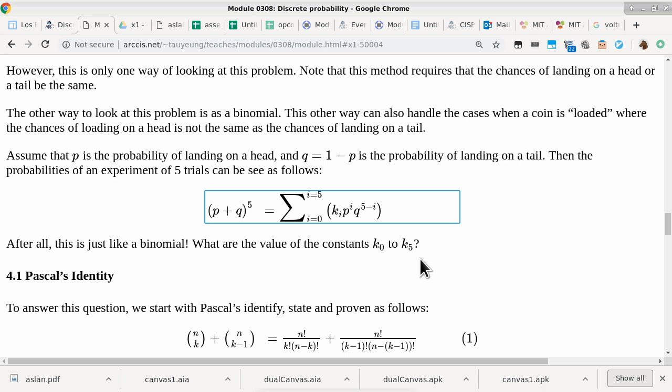Okay. Well, I have a question. This whole equation is stupid. It's stupid because p plus q is 1. 1 to the power of 5 is always 1. Why do we bother to expand it and try to look at it this way? Why?